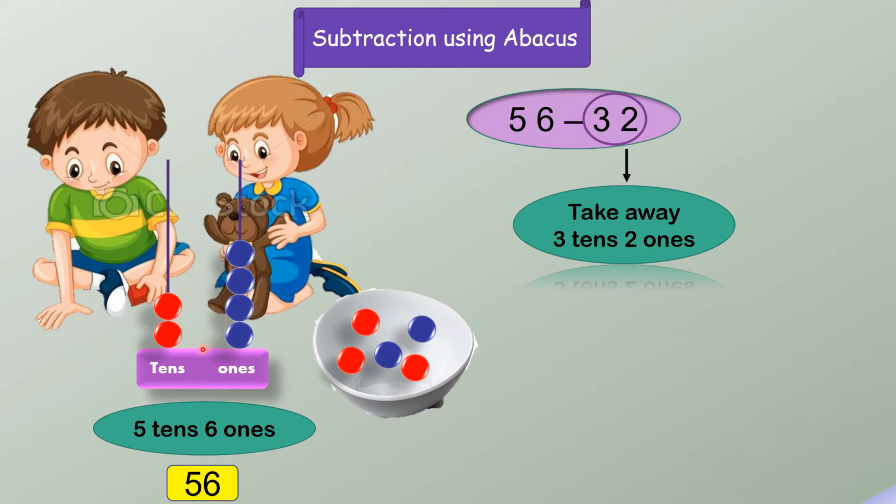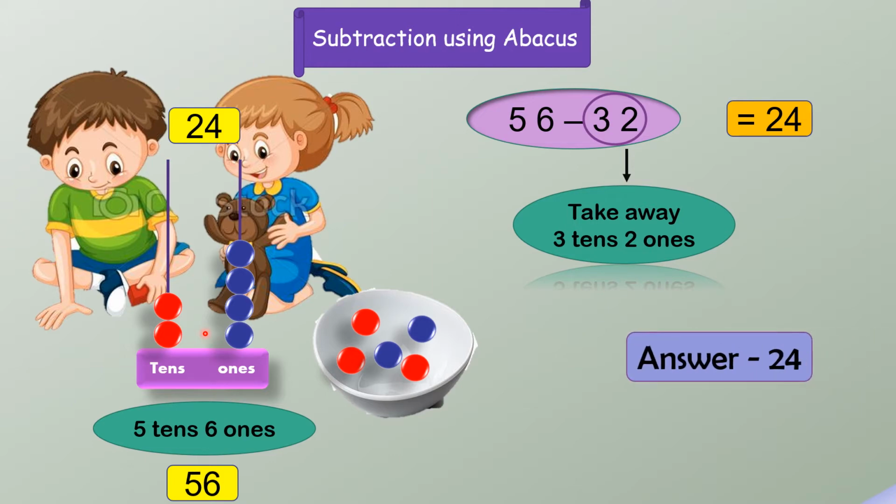So the answer here is 2 red beads which represent tens, 4 blue beads which represent ones. So 2 tens and 4 ones make 24. That is the answer when we subtract 32 from 56. So it's very easy doing subtraction in abacus. First we represent the first number on the abacus, then we take away the number of beads according to the second number which has to be taken away.